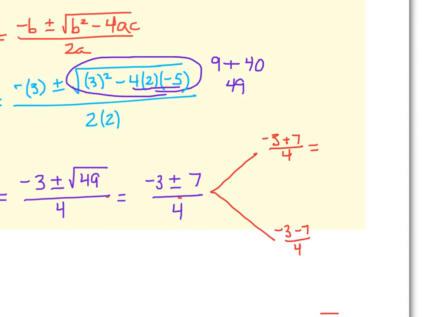Then just simplify the top. Negative 3 plus 7 is 4, and 4 divided by 4 is 1. On the bottom, we have negative 3 minus 7, which is a negative 10. And negative 10 divided by 4 is a negative 5 halves. And we have our two solutions. On a graph, this is where you would be crossing the x-axis at a 1 and at a negative 5 halves, which is the same thing as negative 2.5.